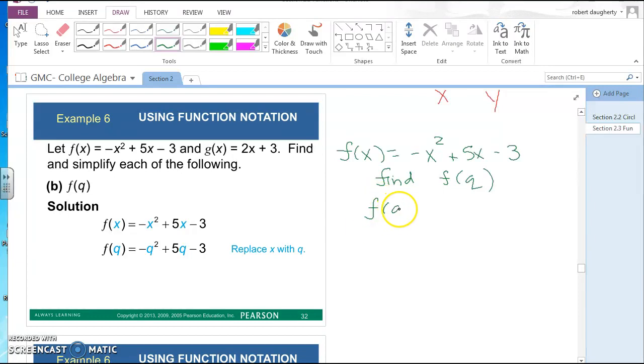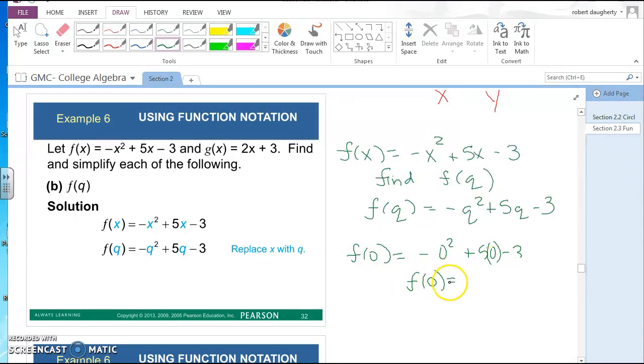So f of q is negative q squared plus 5q minus 3. So I replace the x with a q. What if I were asked to find f of 0? So I replace the x with a 0. So minus 0 squared plus 5 times 0 minus 3. So this is 0 minus 3. So f of 0 equals minus 3. On a graph, 0, negative 3 would be on the graph of that particular function.